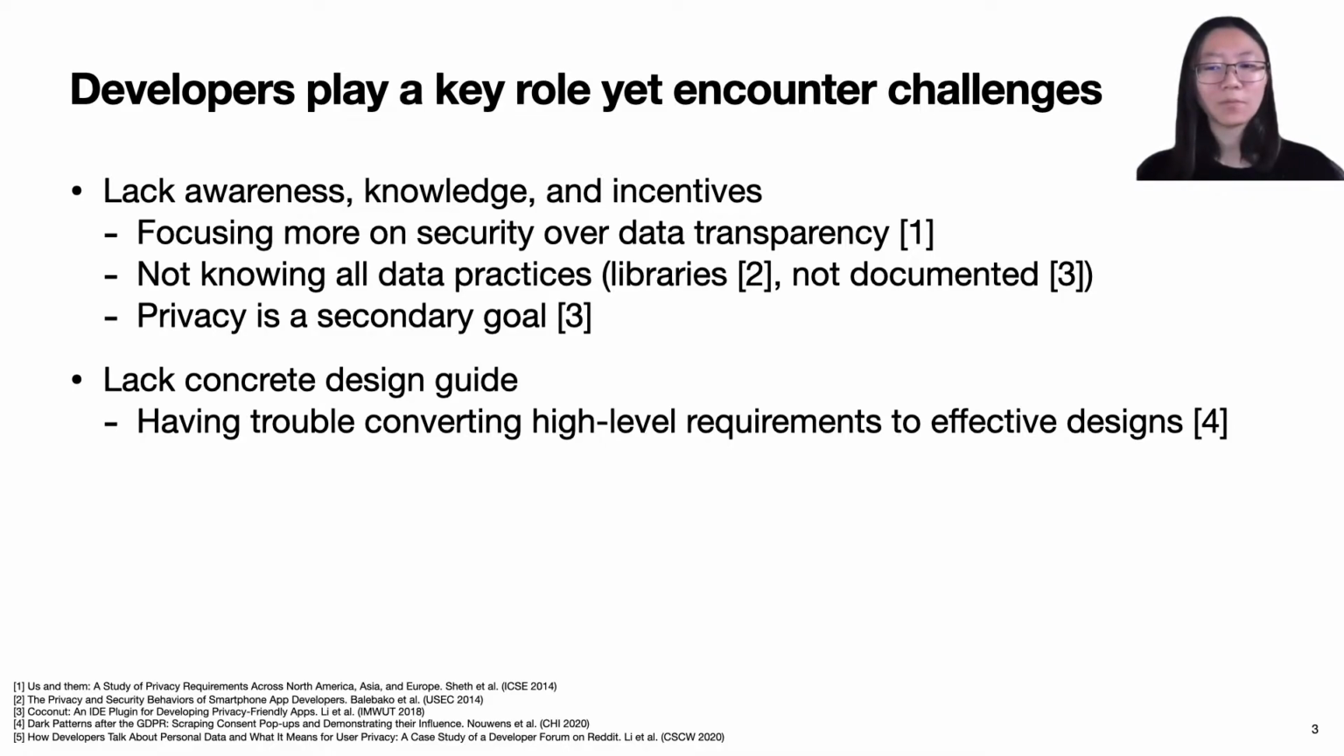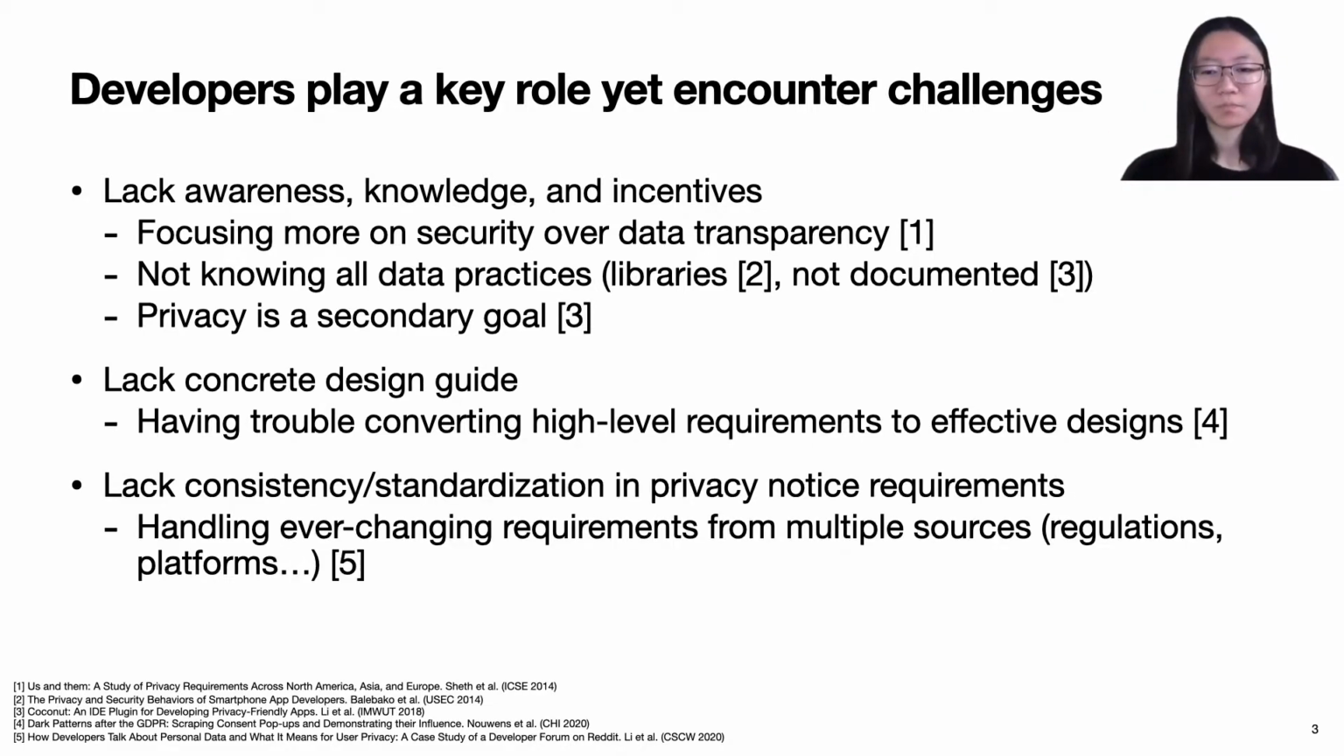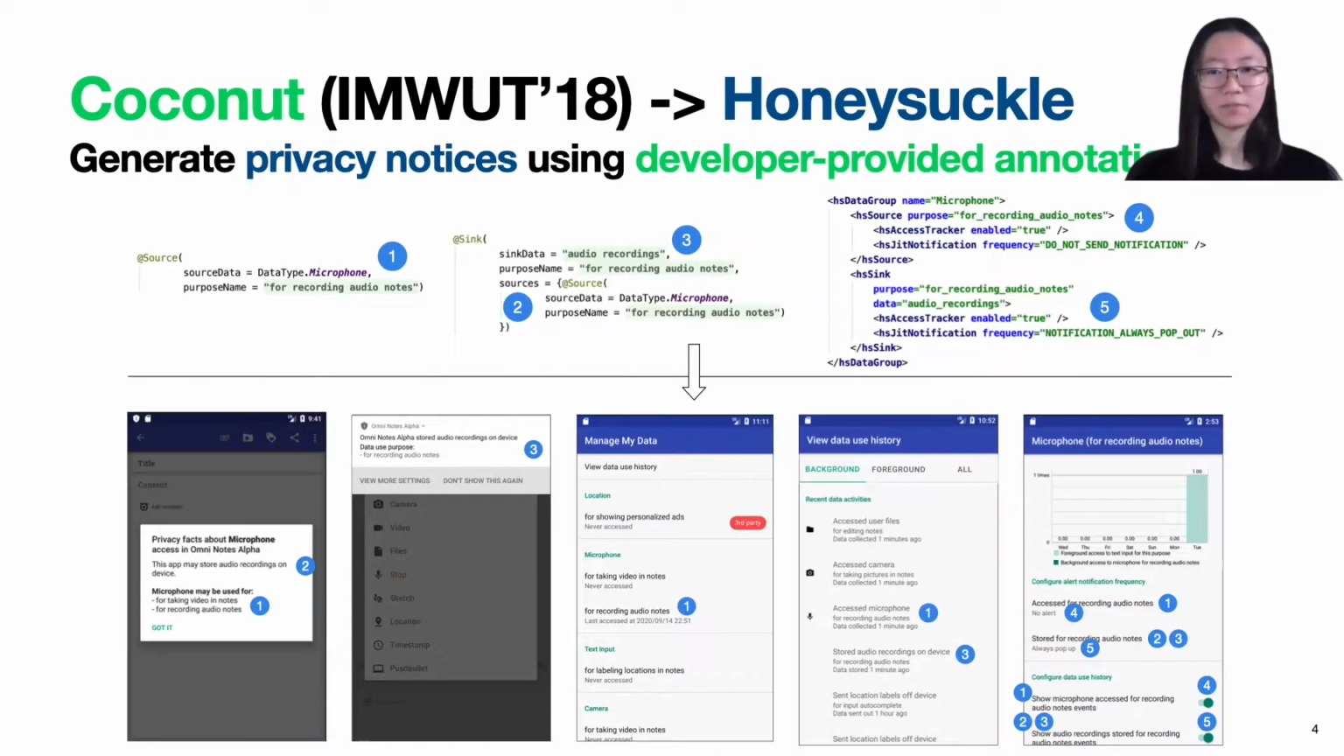Second, although certain App Store developer policies and privacy laws have requirements for in-app privacy notices, they do not provide a concrete design or implementation guide, which makes it difficult to operationalize these requirements. Lastly, different platforms and privacy laws may release different requirements for in-app privacy notices, and these requirements may constantly change, which can cause a lot of headaches for maintenance.